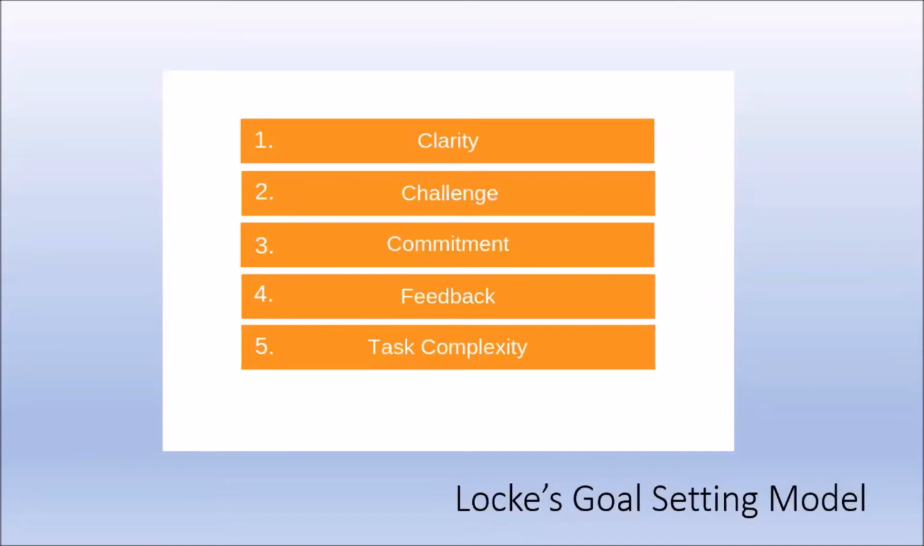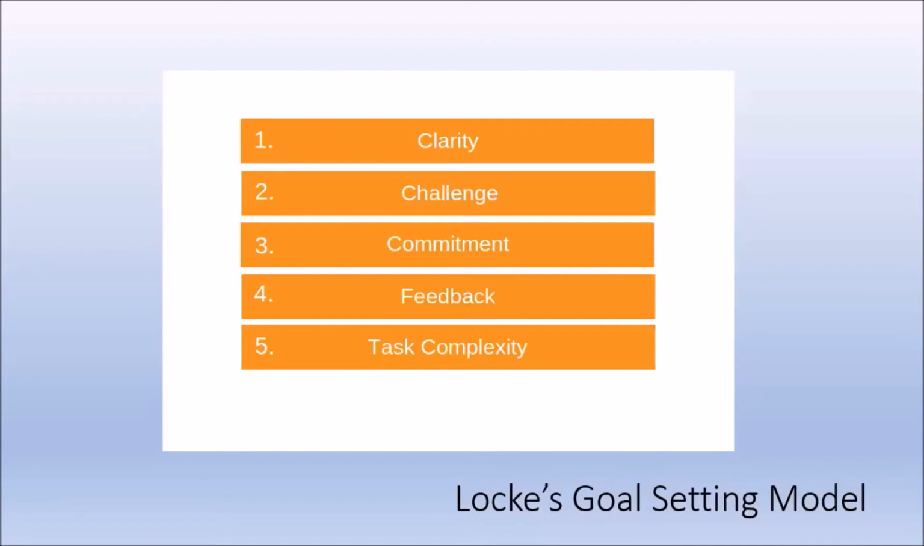And the third important aspect in Locke's goal setting model is that we need to have a good commitment towards our goals. And the fourth important part is the feedback. Right? Because for the goals to motivate you as you work for the goals, you must receive feedback, either positive or negative feedback. And we must also allow regular feedback.